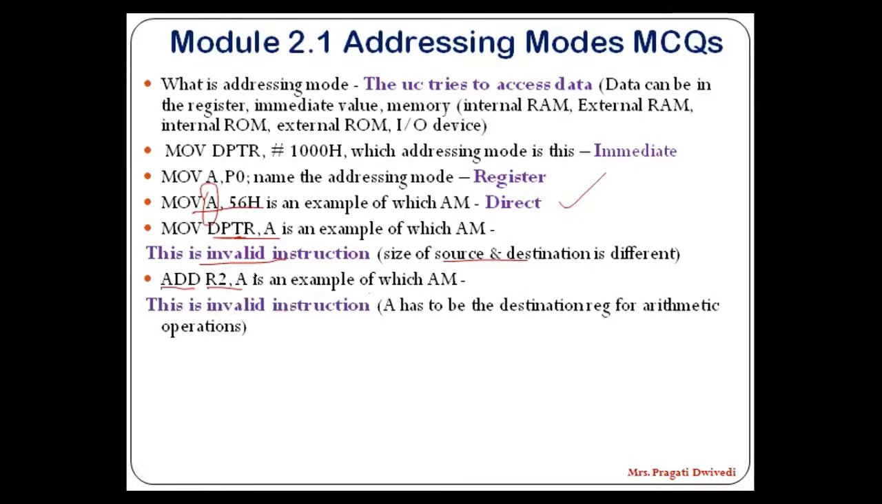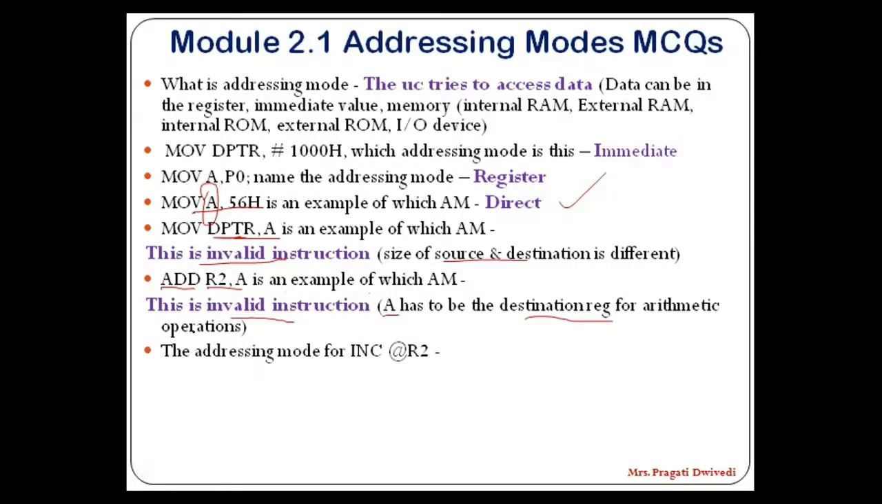But again, this is an invalid instruction. Why is this an invalid instruction? Because whenever you perform an arithmetic operation, the destination has to be the accumulator only. So whether it is subtract, add, multiplication, division, whatever you are doing, whenever you perform an arithmetic operation, remember that the destination register is always the accumulator, and hence this instruction is invalid.